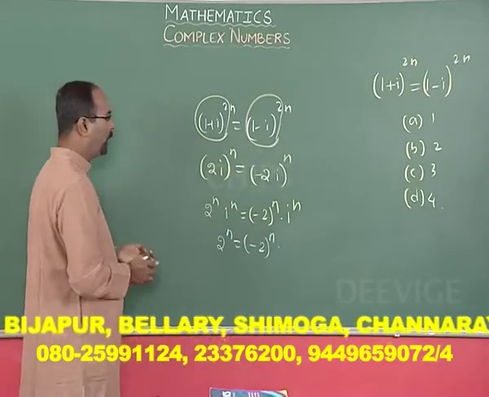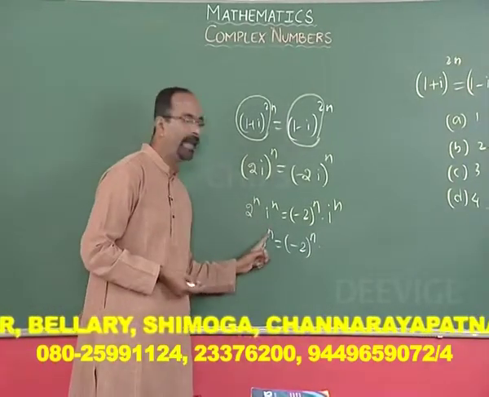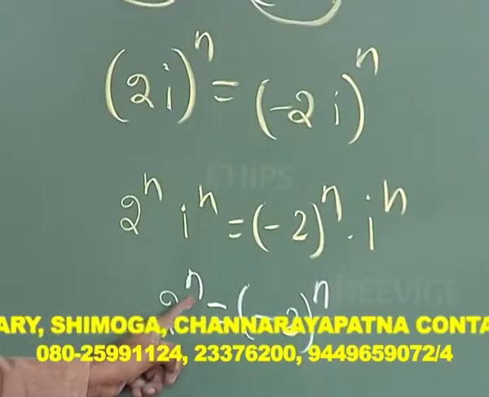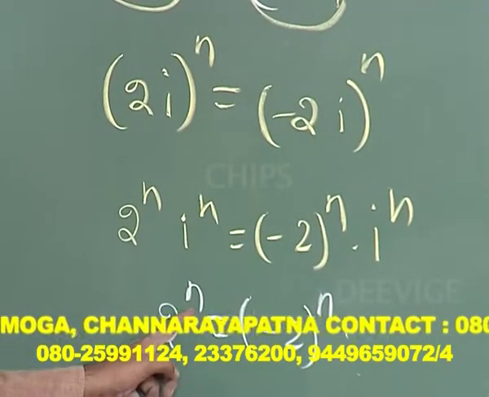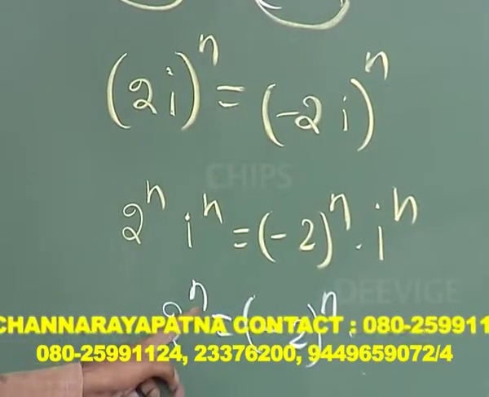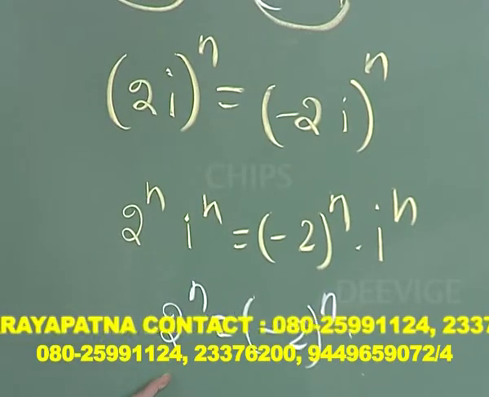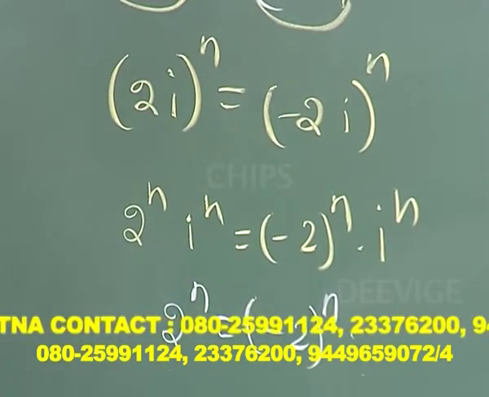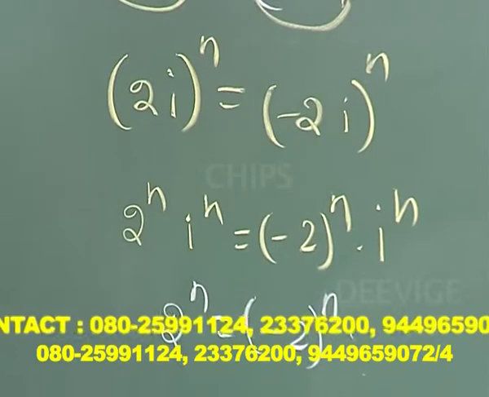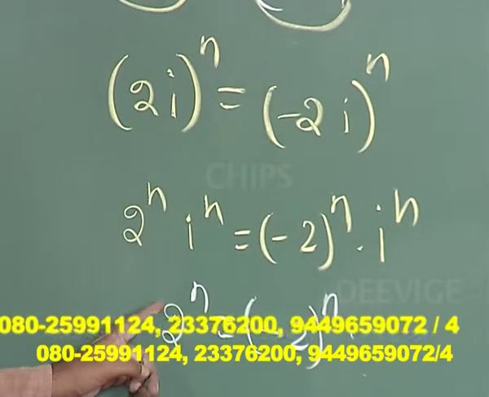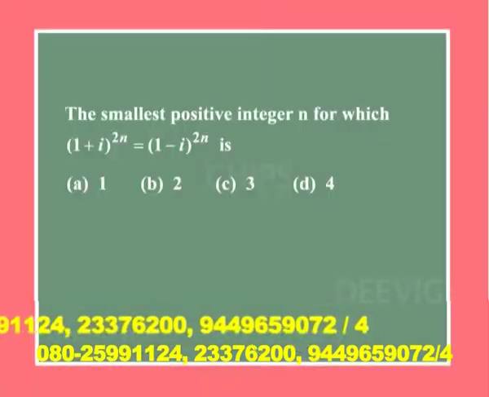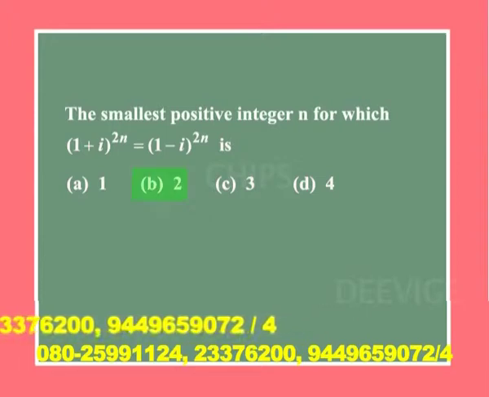This is possible for all the values of n as an even number. n is equal to 2, n is equal to 4, n is equal to 6, or any other even number, this is true. Therefore, n is equal to 2 is the least positive integer for which this is true. Therefore, option B is correct for this.